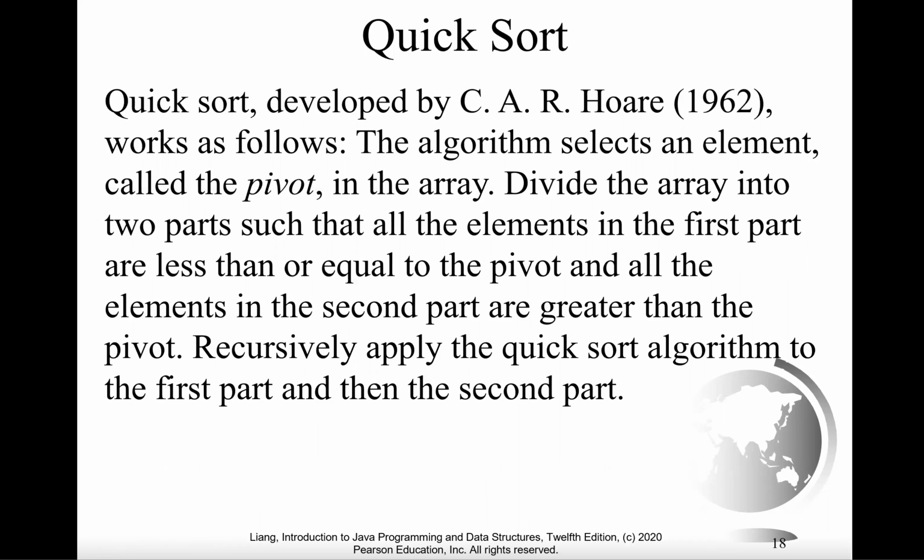Quicksort works as follows. The algorithm selects an element called the pivot. It divides the array into two parts using the pivot. So the elements in the first part are less than or equal to the pivot, and all the elements in the second part are greater than the pivot. Quicksort is then recursively applied to the first part and the second part.